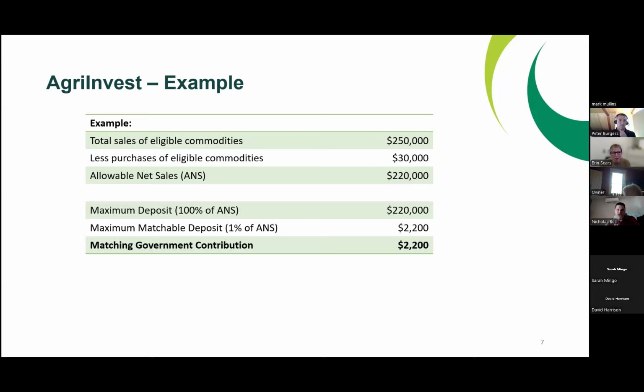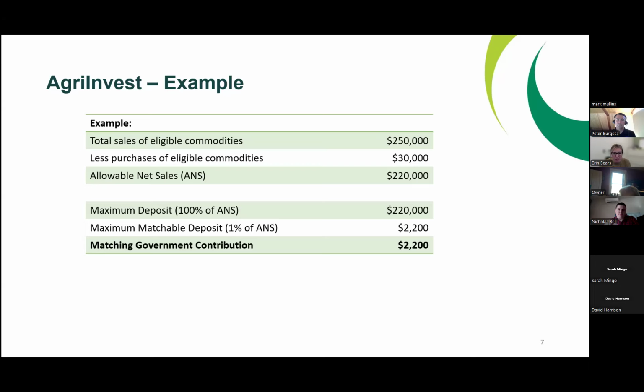And then you have to subtract any eligible commodities. So let's say you bought feeders, those would have to be subtracted. That would leave you an allowable net sales of $220,000. So when you look at 1% of that, you'd be able to get $2,200 from the government for matching contributions into that account.